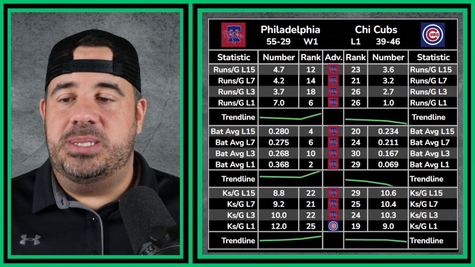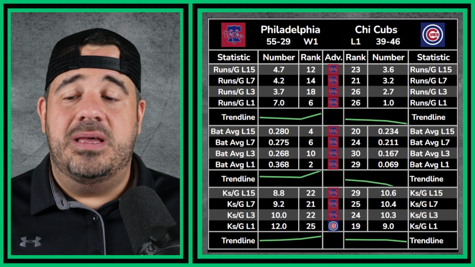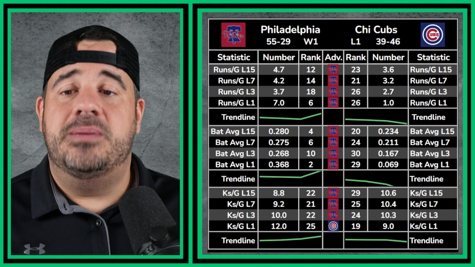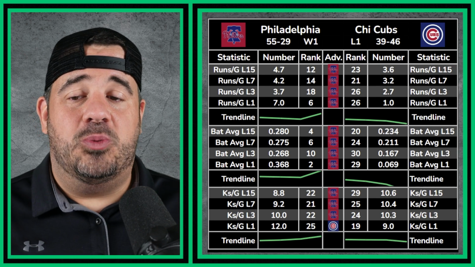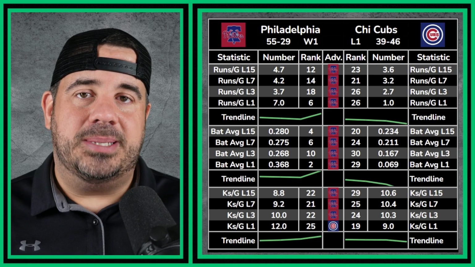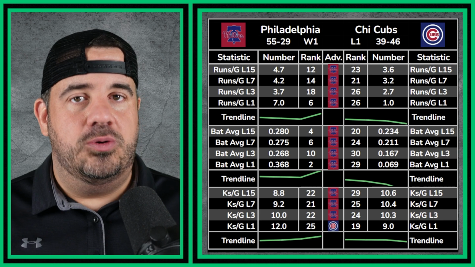Looking at the bats, we see 3.7 for Philly for 18th, while batting 268 for 10th. They're doing better. They're adjusting to their stars being out. I give them that. Cubs 2.7 for 26th while batting 167. They batted .069 in their last game. Terrible, awful. So advantage Philly if you want to bet Philly, who's missing stars.